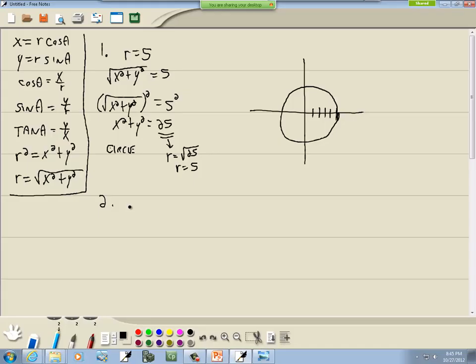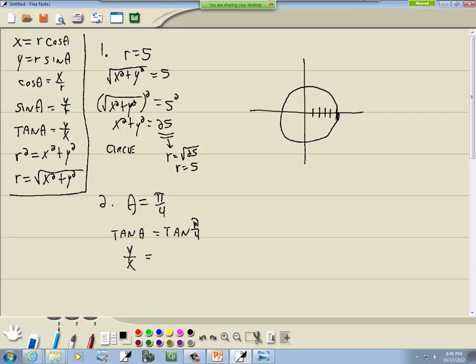Let's see, on this one we had theta is equal to pi over 4. Now I don't have a theta by itself in here, but I do have tangent theta is equal to y over x. So what I can do is take the tangent of both sides. Now tangent theta from our formula is equal to y over x.